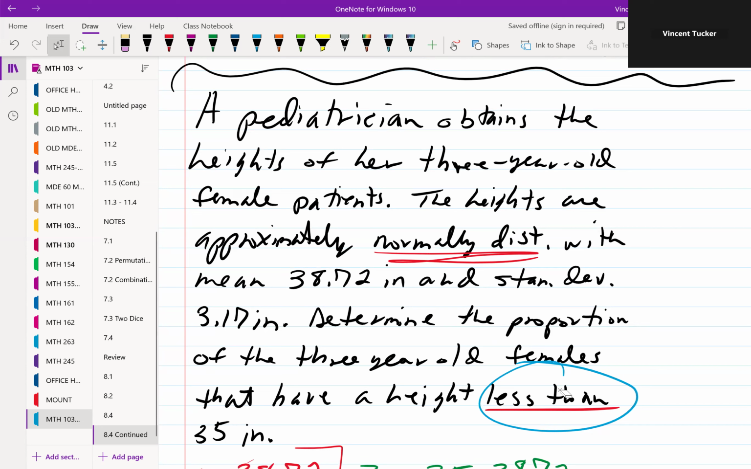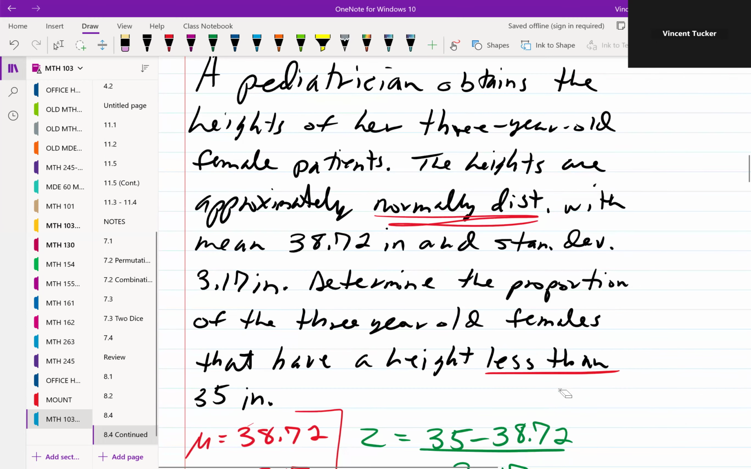to the problem. So a pediatrician obtains the heights of her 3-year-old female patients. The heights are approximately normally distributed with a mean of 38.72 inches and standard deviation of 3.17 inches. Determine the proportion of the 3-year-old females that have a height that is less than 35 inches.